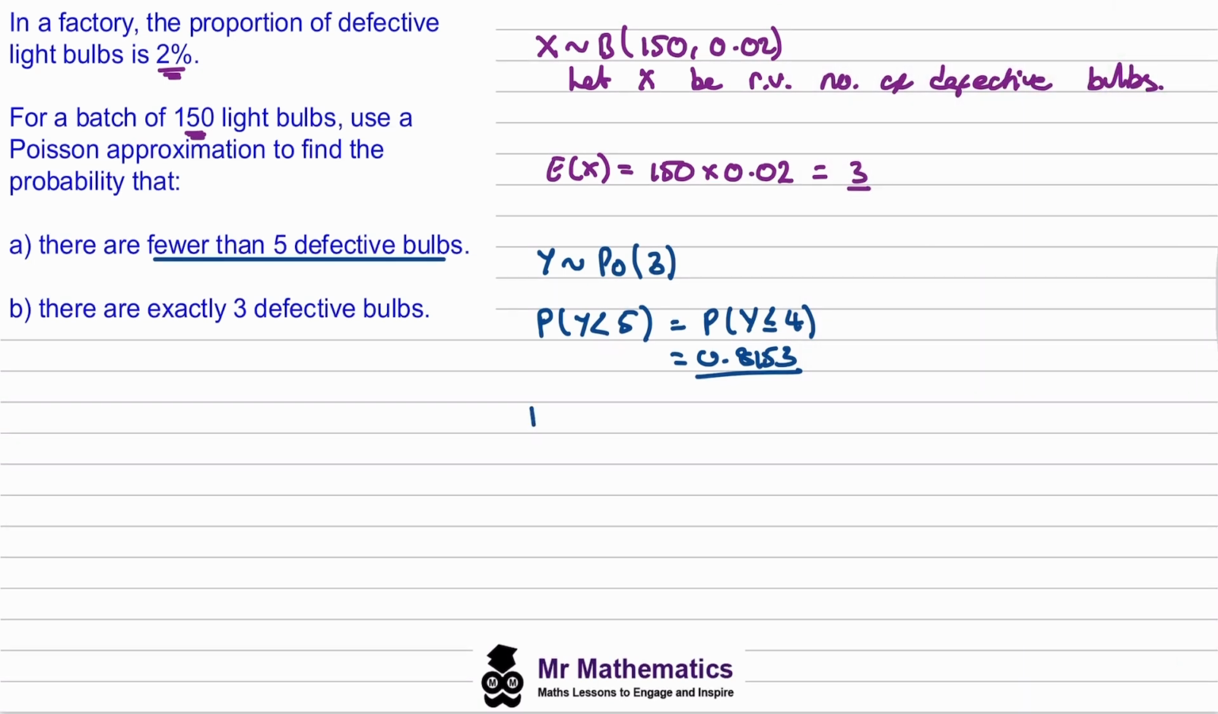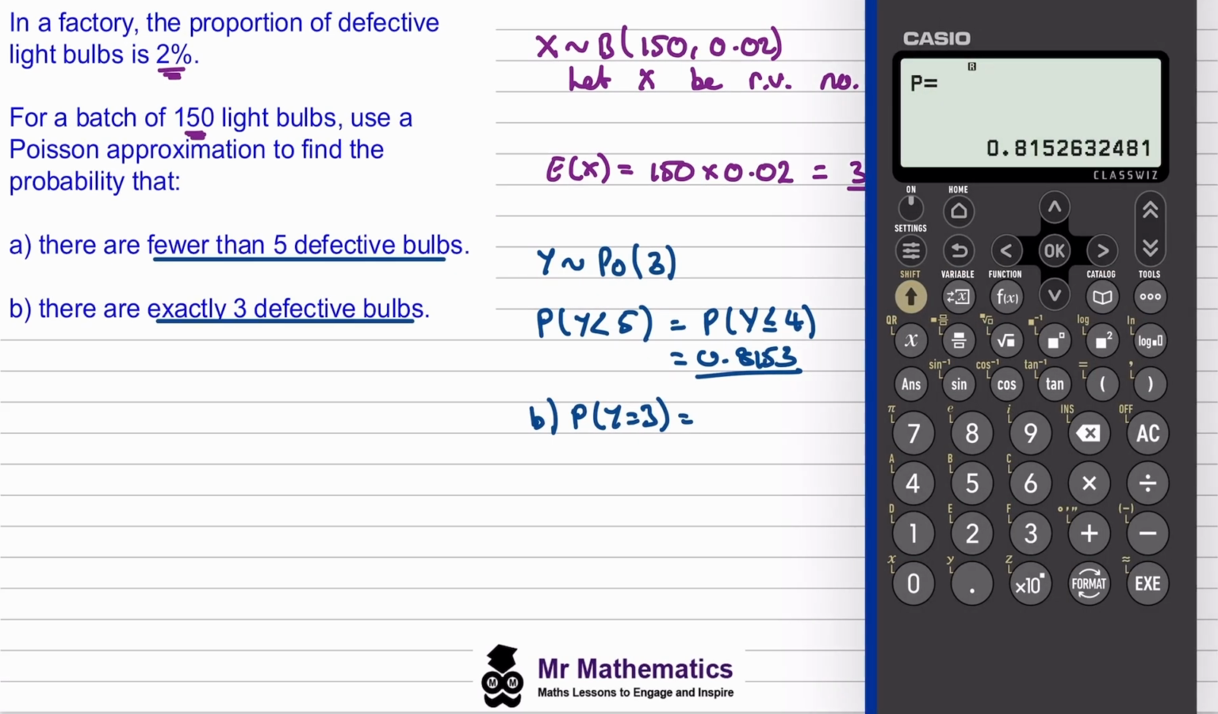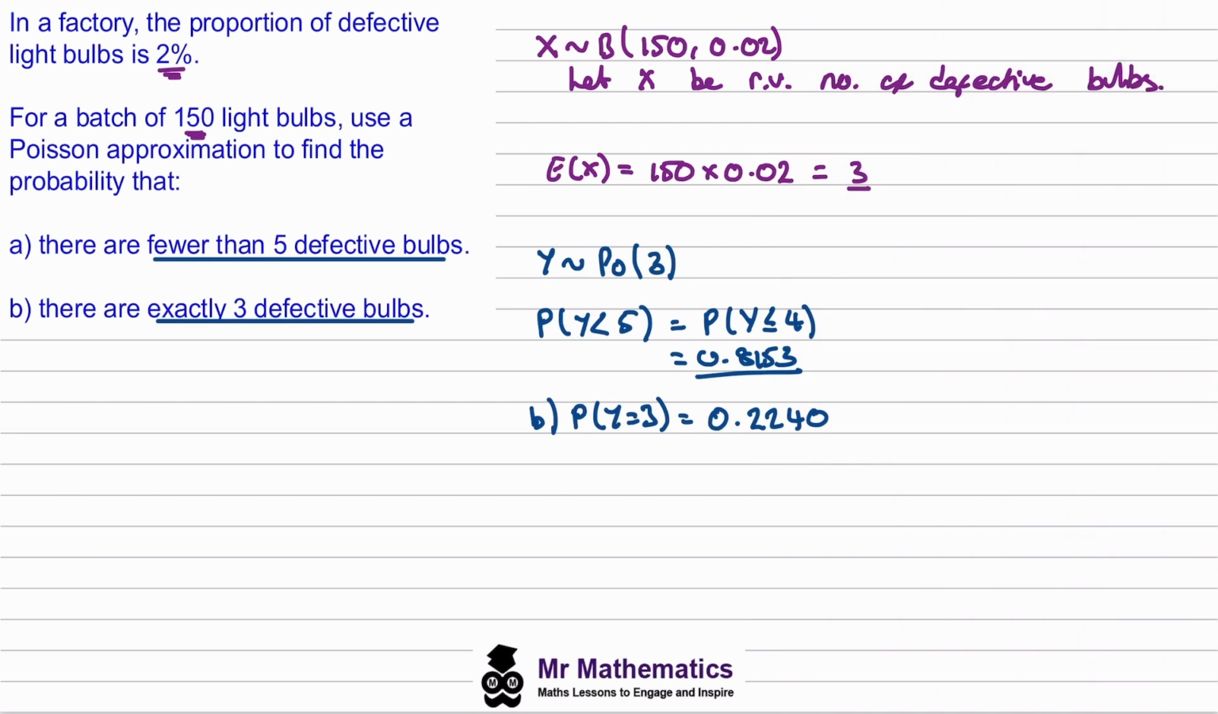Part B, find the probability there are exactly 3 defective bulbs. So now we want y equaling 3. We'll go back to our calculators. We'll go back and back. We want Poisson PD now. Variable. X is now 3. Lambda remains the same. And we get 0.2240.